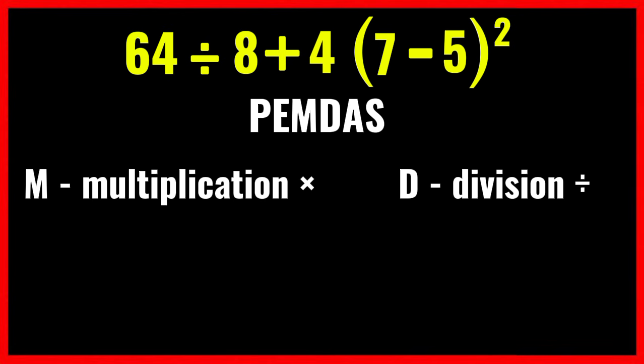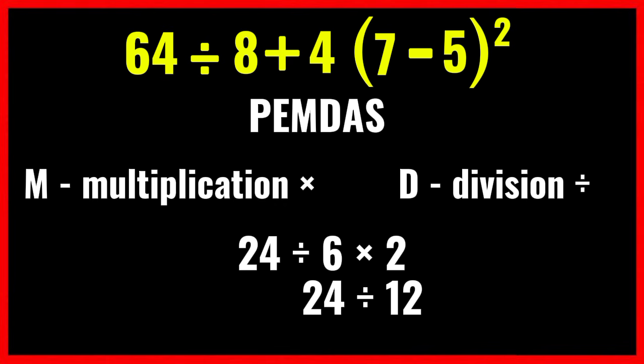For example, 24 divided by 6 multiplied by 2. Some people multiply 6 by 2 first and get 12. Then they divide 24 by 12 and get 2. That answer is wrong. The correct method is to work from left to right. 24 divided by 6 equals 4. Then 4 multiplied by 2 equals 8. So the correct answer is 8.